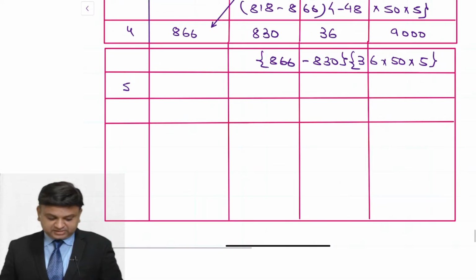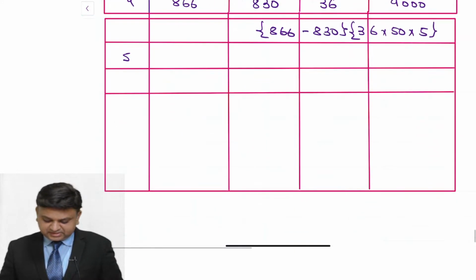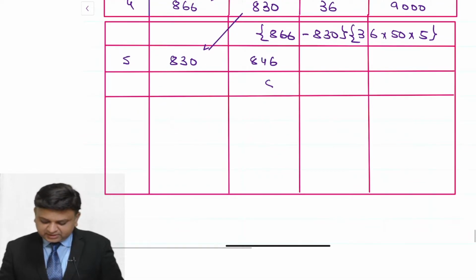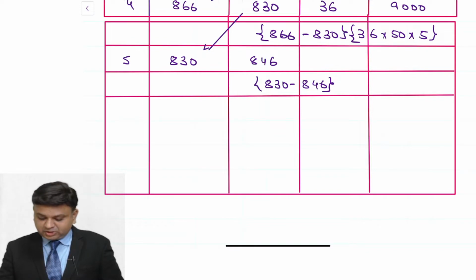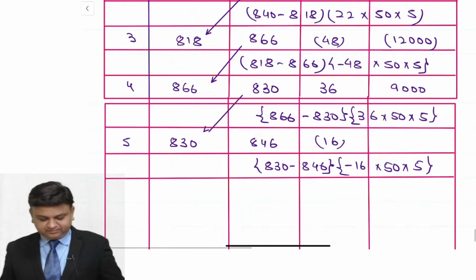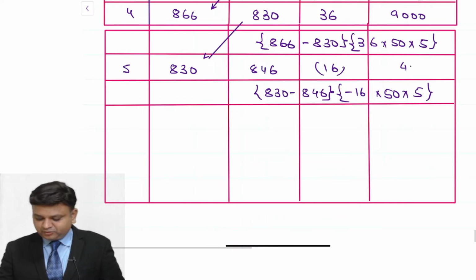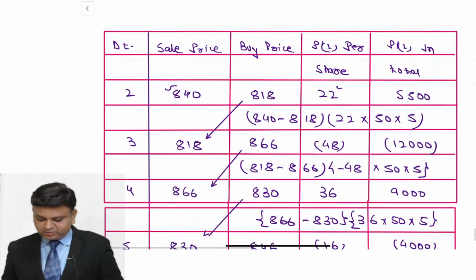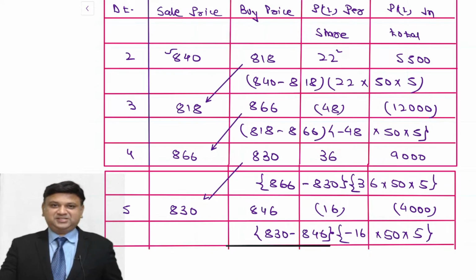Then it is 846. That is the next day's price. So what will happen? 830 is the sale price minus 846. So there is a loss of 16 rupees per share. Loss of 16 into 50, into number of contracts 5. So there is a total loss of 4,000 rupees. This is the way the profit or loss will be calculated on a daily basis.